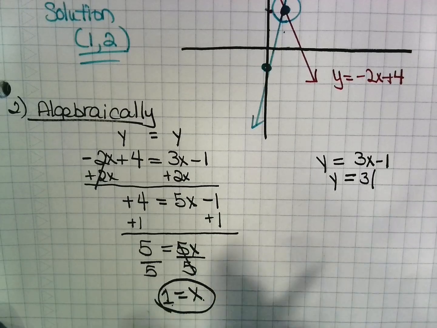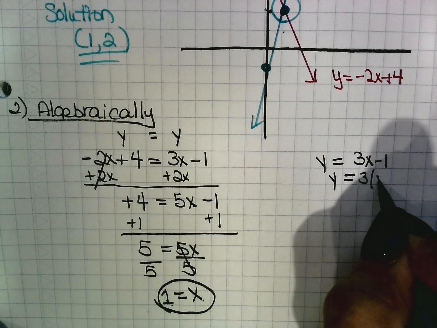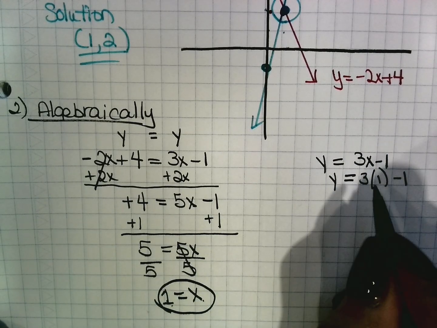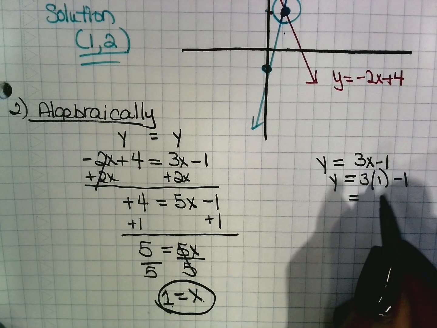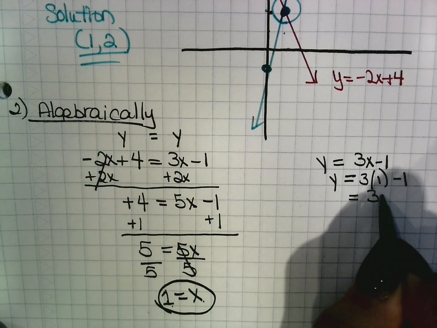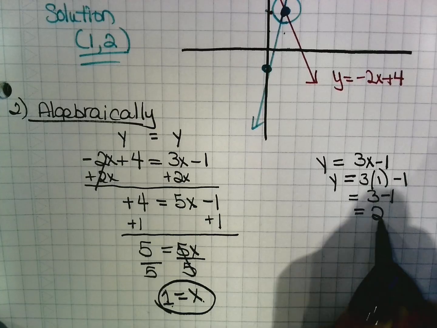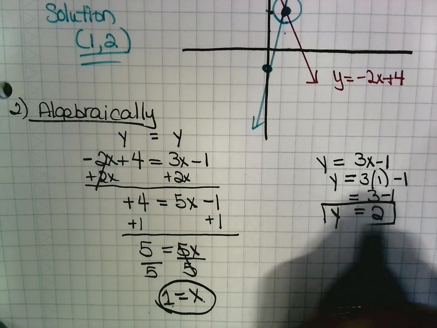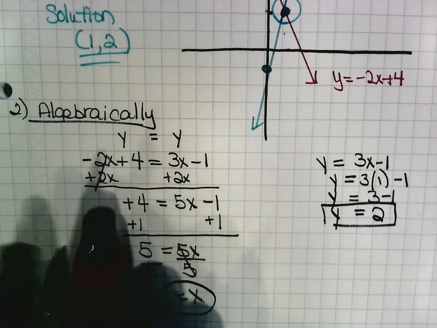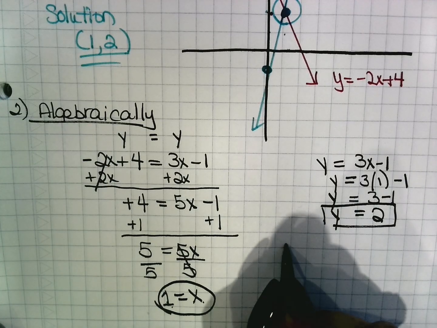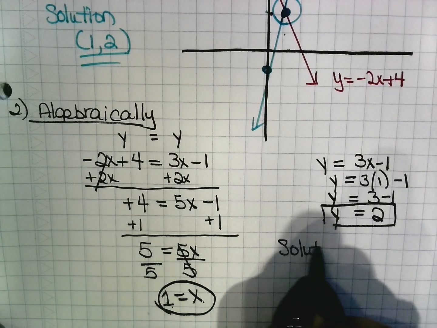Wherever there's an x, I'm going to put a value of 1. So 3 times 1 minus 1. Again, order of operations: 3 times 1 is 3, and 3 minus 1 is 2. So my y value is 2, and my x value is 1. Again, the exact same solution.